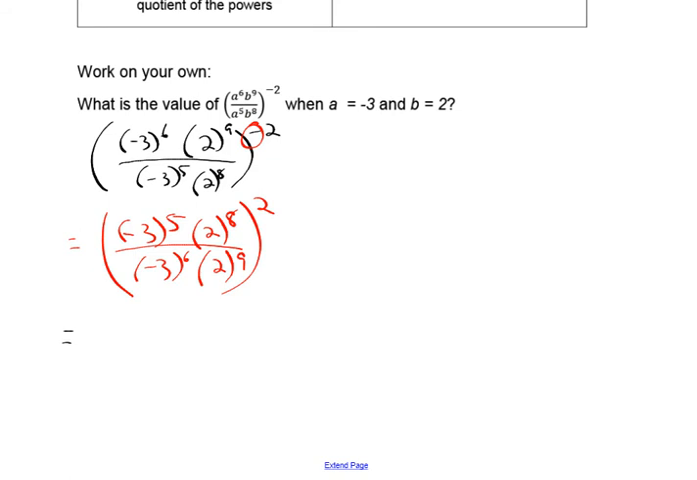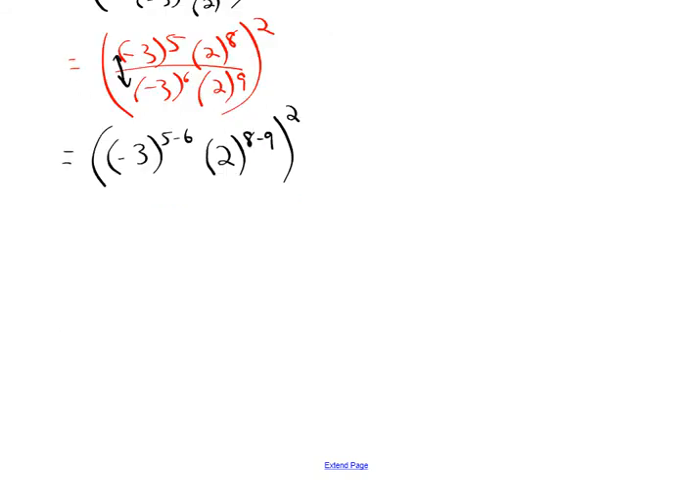From here, I'm going to take these and say, oh, these are like bases. I'm going to subtract the exponents. Sure. -3 to the 5 minus 6 and 2 to the 8 minus 9 squared. Could you have just punched it into your calculator and went negative 3 to the 5 times 2 to the 8, get a big number, and then get a big number in the denominator? Absolutely. That would have worked perfectly fine. But we're going to try to use a little bit of strategy here.